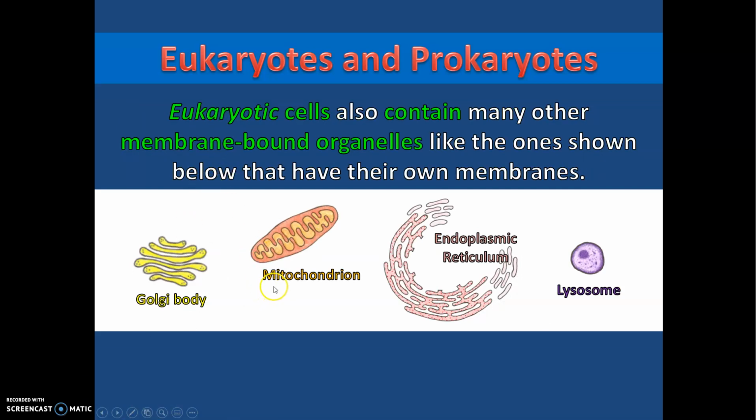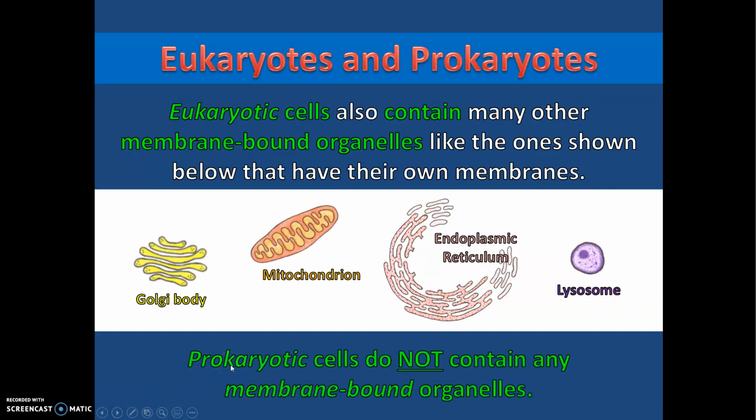Eukaryotic cells also contain other things, like other membrane-bound organelles, like the ones shown below. So here we have a Golgi body, mitochondrion, endoplasmic reticulum, lysosome. So these things will be found in eukaryotic cells, but they will definitely not be found in prokaryotic cells. Prokaryotic cells do not contain any membrane-bound organelles.